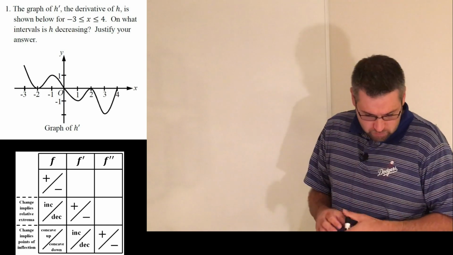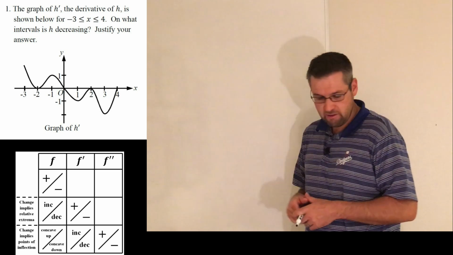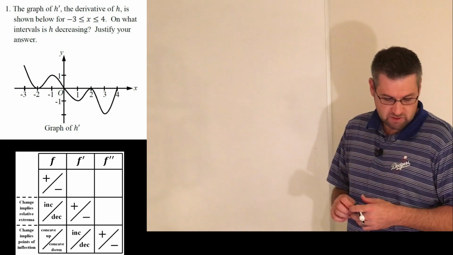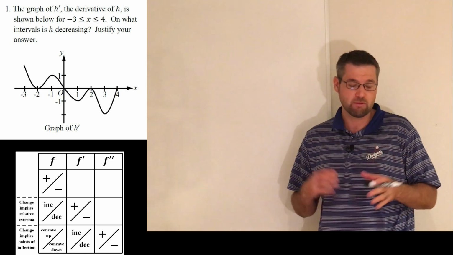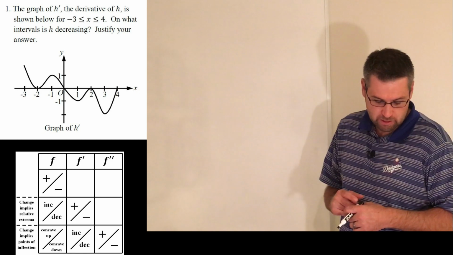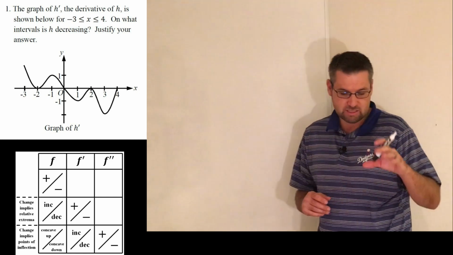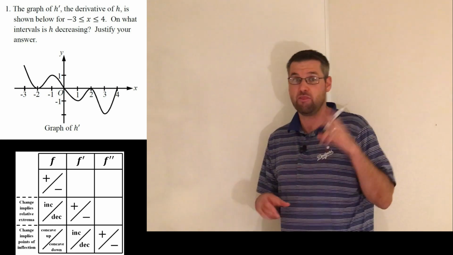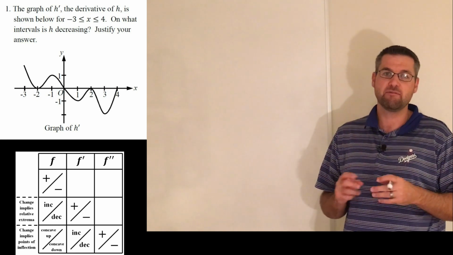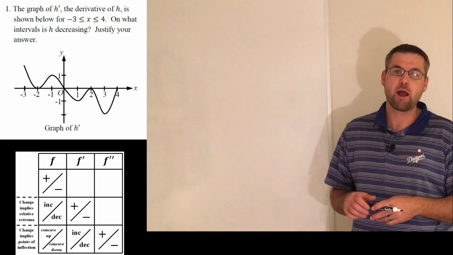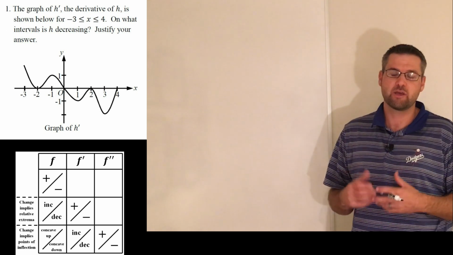Number 1, you can see that the graph has h prime there. The given graph is h prime, and it gives us an interval from -3 to 4. And it's asking for when h is decreasing. So the first thing I want to note is this entire unit is going to depend on our understanding of the chart. And if you haven't seen the chart and how it works, you're going to want to go back and look at prior videos of the calculus chart.